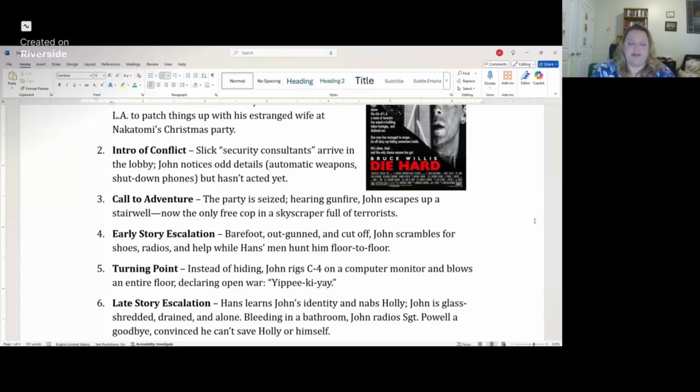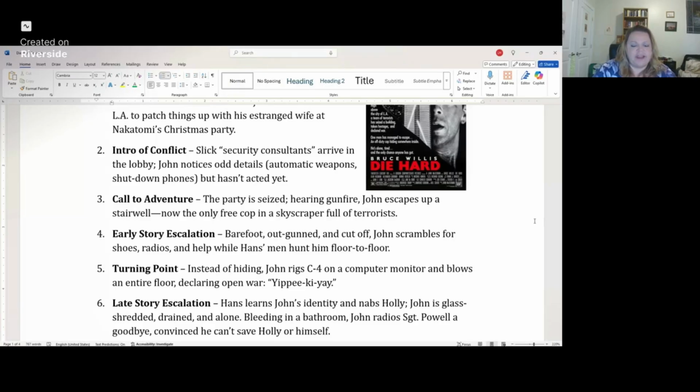Then we go to the late story escalation. Hans learns John's identity and nabs Holly. Now that's a big deal because before, of course, she was always in danger because terrorists, right? But now they know specifically who he is and that she is his wife. And so she's in a lot more direct danger than she was in before.